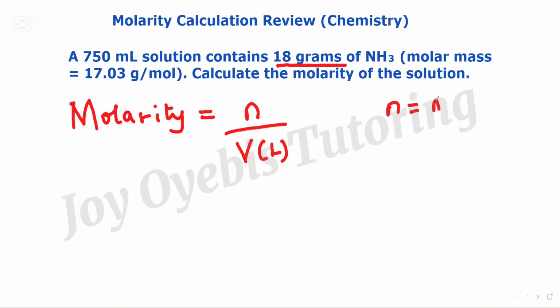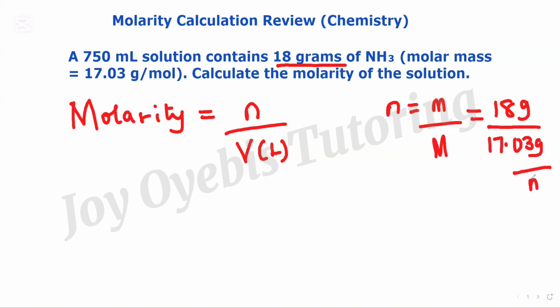n is equal to mass over molar mass. So we're going to plug in the 18 grams on top, and the molar mass is 17.03 grams per mole. The grams cancel out, and we're left with mole. And since the mole is down here, it's the same thing as times 1 mole. So our final answer is going to be in moles, okay? So you have 18 divided by 17.03, and that gives me 1.06 moles of ammonia.